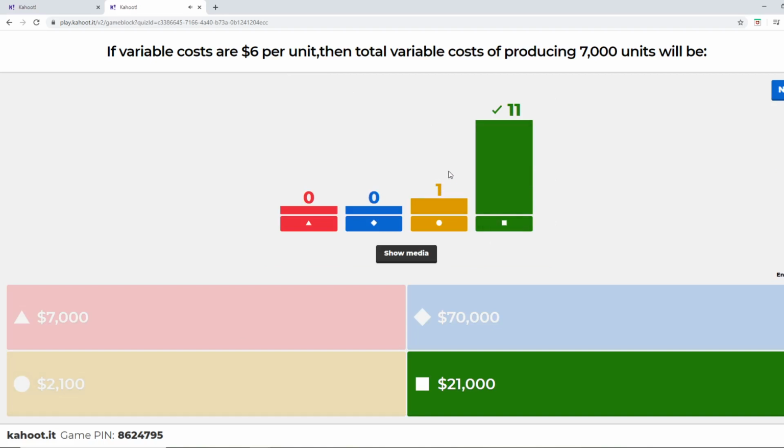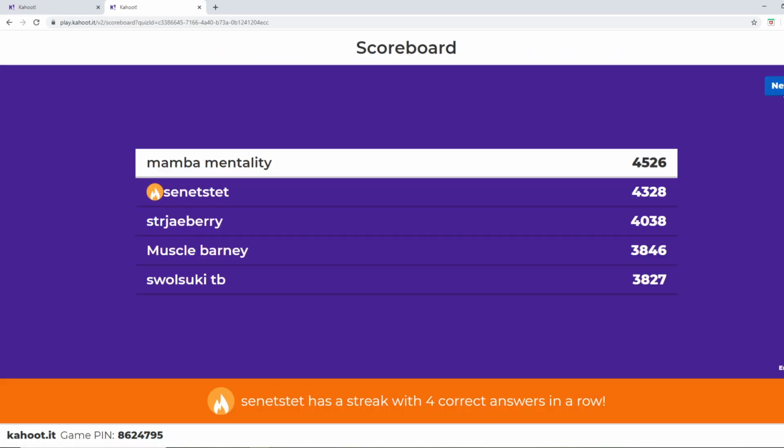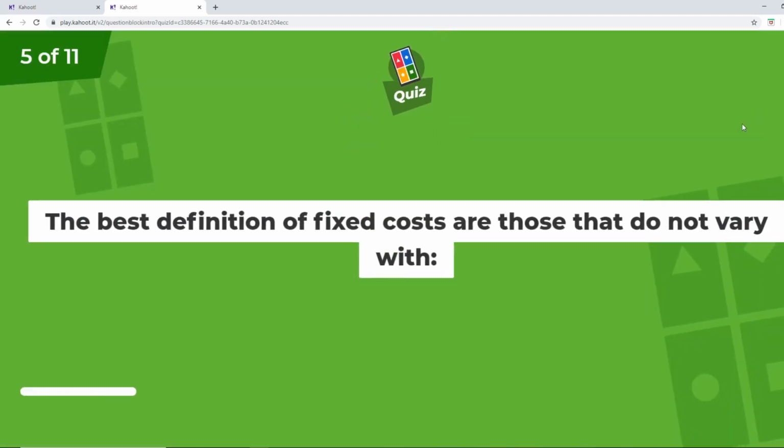I think that one here, you must be pressing the wrong button. Okay, so $3. That is the unit variable cost, and they are producing 7,000 units. So the total variable cost will be 7,000 units times $3, which will give you $21,000. Okay, so that's good. All right, let's go to number 5.